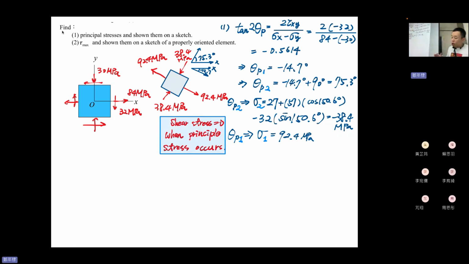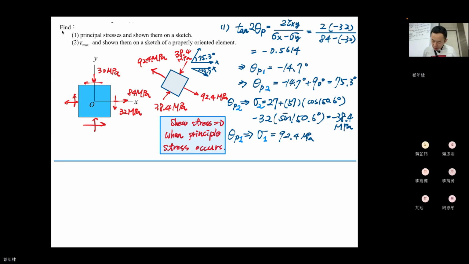Okay, when principal stress occurs, no shear stress needs to be determined, because you can imagine that all the stress components contribute to sigma 1 and sigma 2. So there is no room for shear stress. Okay, so this is the first example, the first problem for this.